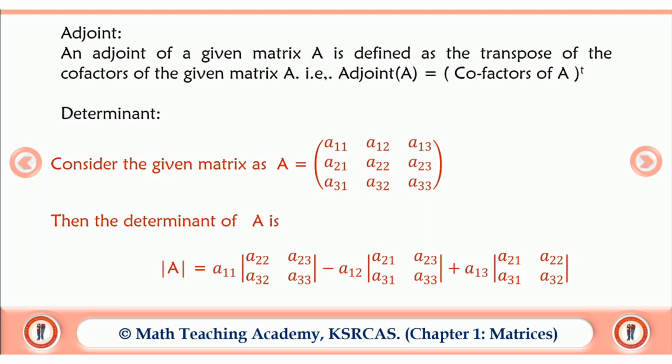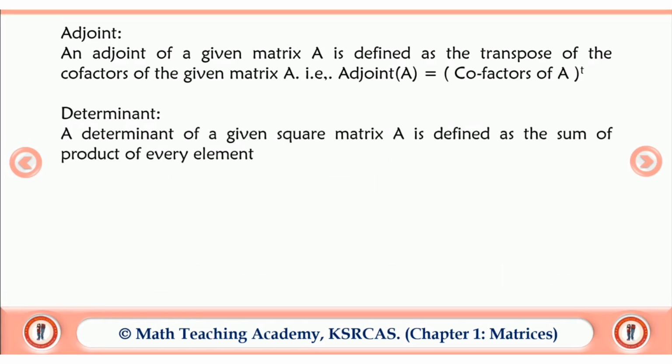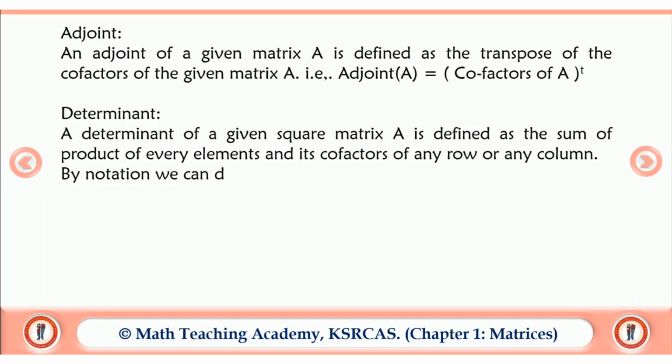Therefore, the determinant of a matrix A is defined as the sum of the product of every element and its cofactors of any row or any column of the given matrix. So, a determinant of a given square matrix A is defined as the sum of the product of every element and its cofactors of any row or any column. By notation, we can define it as determinant A is equal to summation j is equal to 1 to n of A1j into C1j.